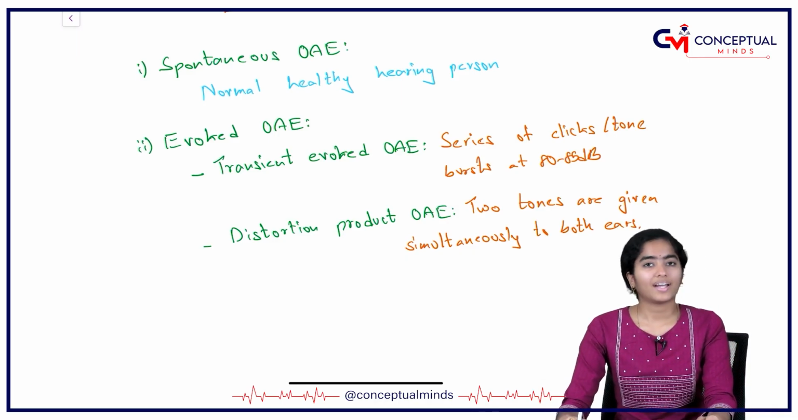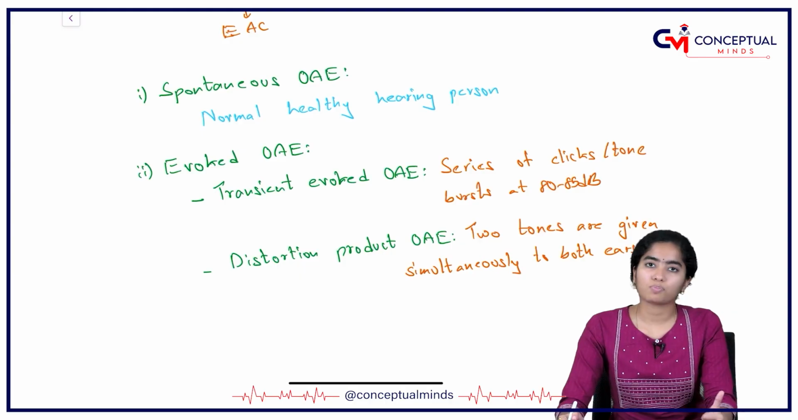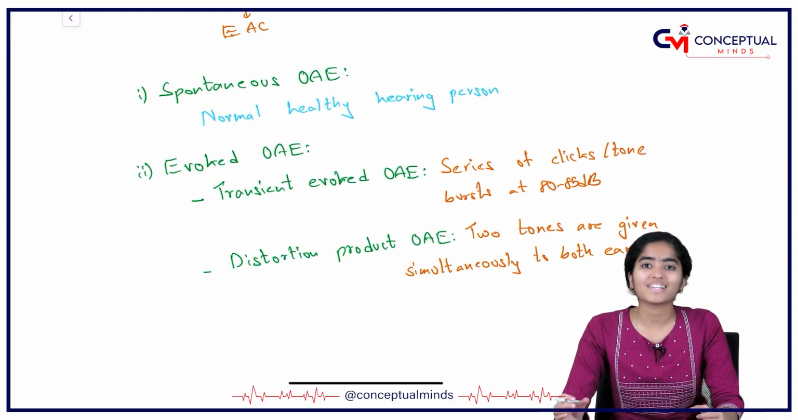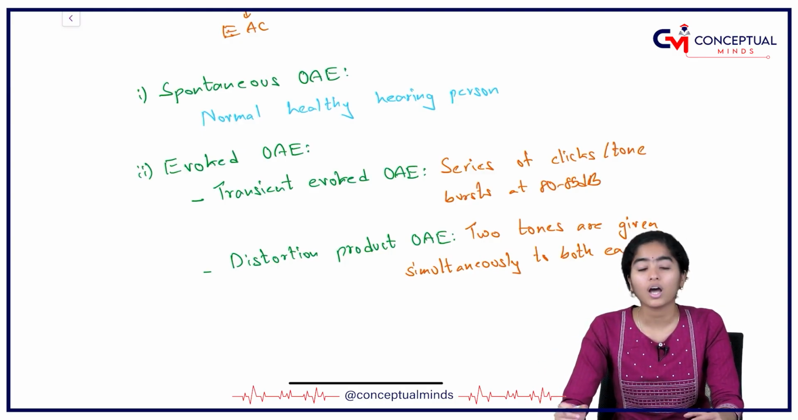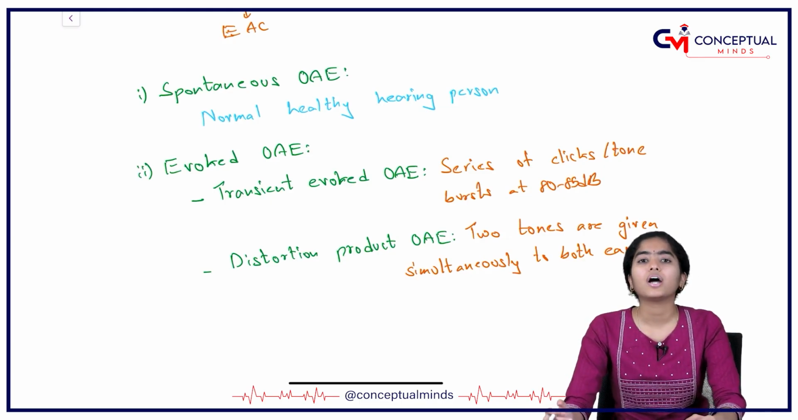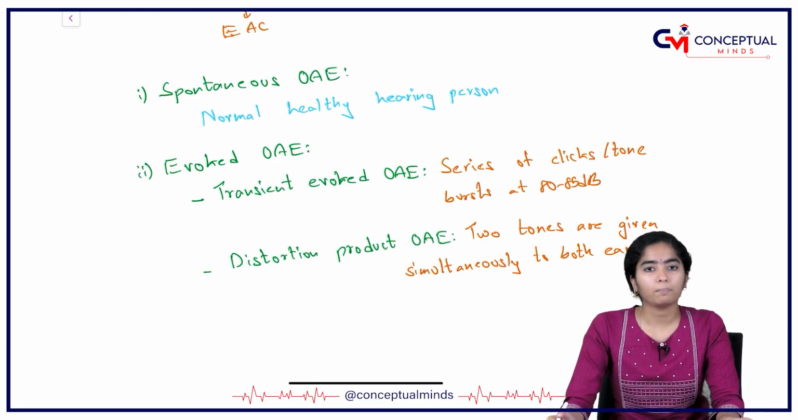So these are the two types of otoacoustic emissions. One is spontaneous and one is evoked. In evoked, we ourselves give some sound stimulus and see how the cochlea is responding, and again in reverse direction we measure those cochlea produced sound stimulus. Repeat, cochlea produced sounds. In evoked, we again have transient and distortion products.